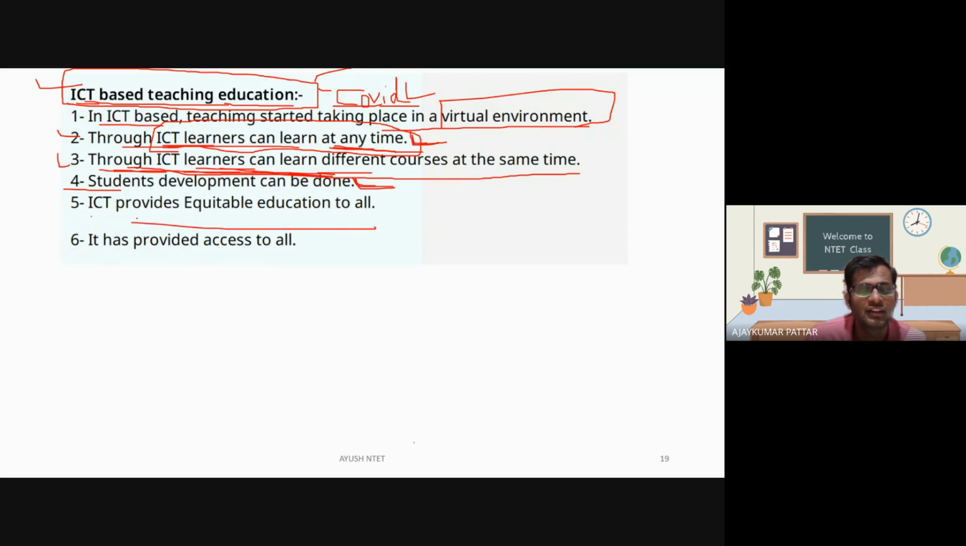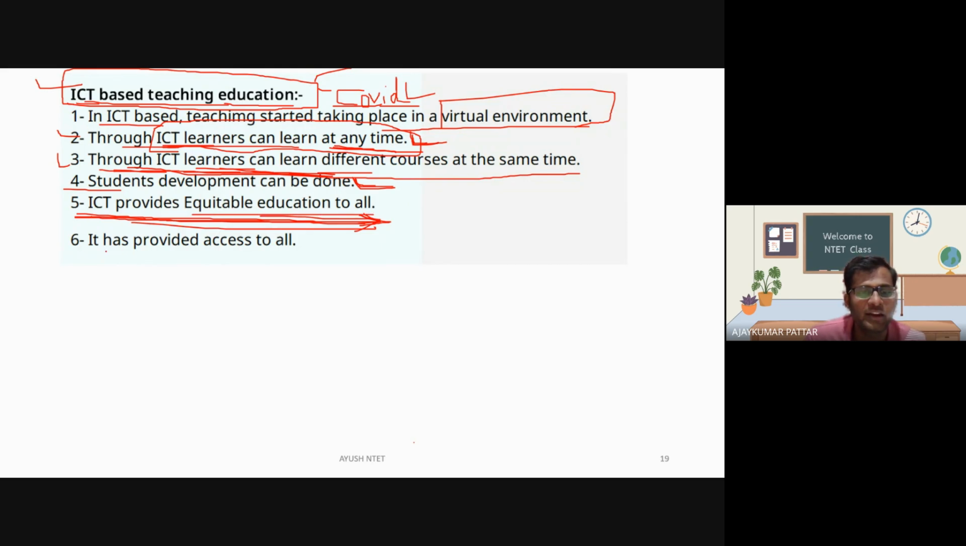Equitable means it will not differ from individual to individual. So it gives every information to everyone. ICT provides equitable education to all. If you open any course in the SWAYAM, it will teach everyone the same. So everyone will hear the same concept, same words. It will not change from class to class. If one class is taught well and another class is not taught properly, it is not like that. ICT provides equitable education to all.